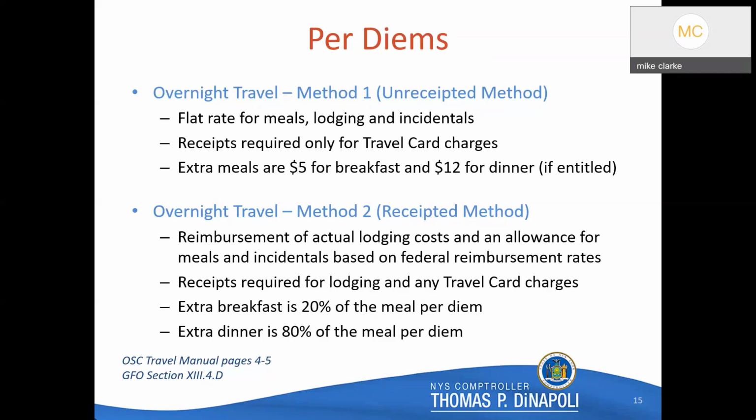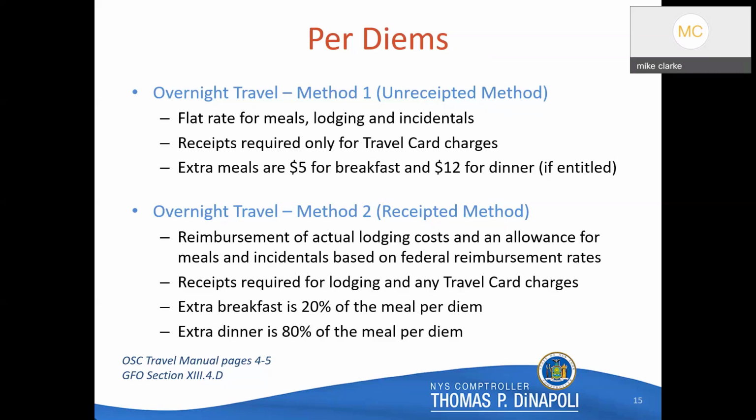And with regards to eligible meals for the unreceipted method, you would receive a flat rate of $5 for breakfast and $12 for dinner. Again, if you're entitled by leaving 1 hour before and arriving 2 hours after. Method two is the receipted method. This is where you must provide receipts specifically for your lodging. And you can receive reimbursement for actual lodging costs and an allowance for meals based on the federal reimbursement rate. For this method, it's still required that you have receipts for any travel card purchases.